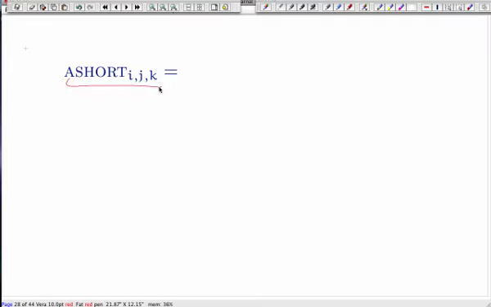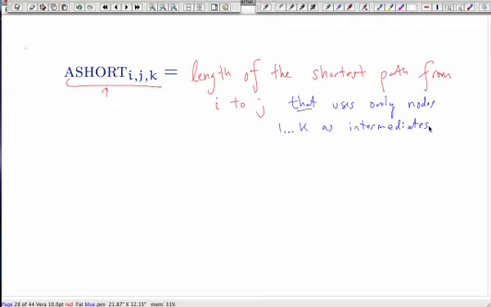The insight here is to come up with the right problem. This is also going to be a dynamic programming problem, and there's a little bit of subtlety. I'm going to introduce a new variable, short(i,j,k), and it is going to be the length of the shortest path from i to j that uses only nodes 1 through k as intermediates.